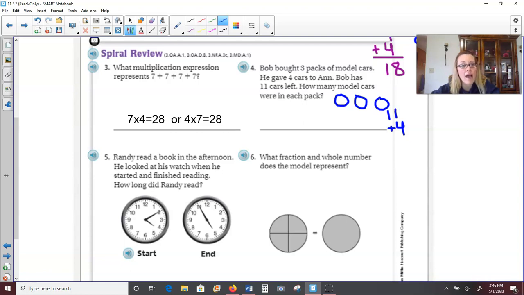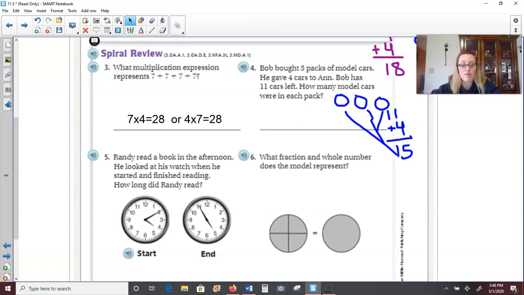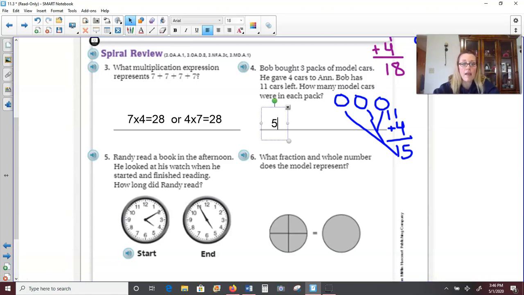But let's add those 4 back. We're going to take them back and see how many he had to begin with. So 11 plus 4 is 15. And then we're going to take the 15 and divide them into each of the 3 packs that they came in. And so 15 divided by 3 equals 5. So each pack had 5 cars in it.